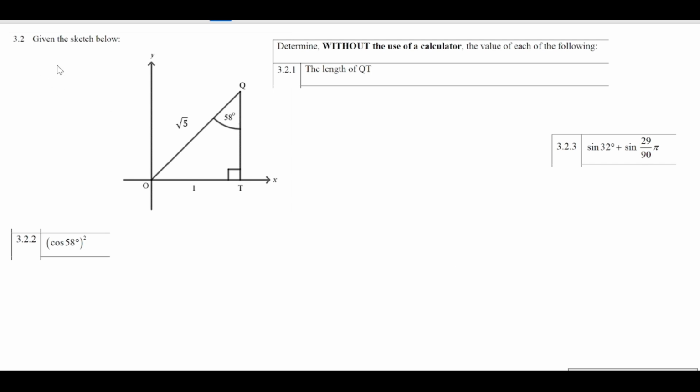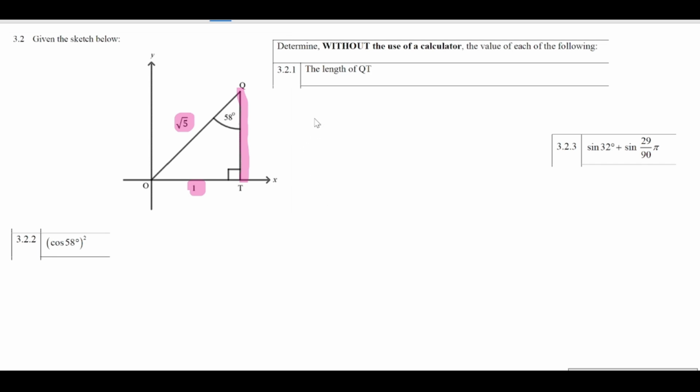Then 3.2, we are given a diagram and they say determine without the use of a calculator the value of each of the following. The length of QT. Okay, what is QT? QT is this one here. So we have this side and then we have this one. So we have two sides of a right angle triangle. We can see it's a right angle triangle.